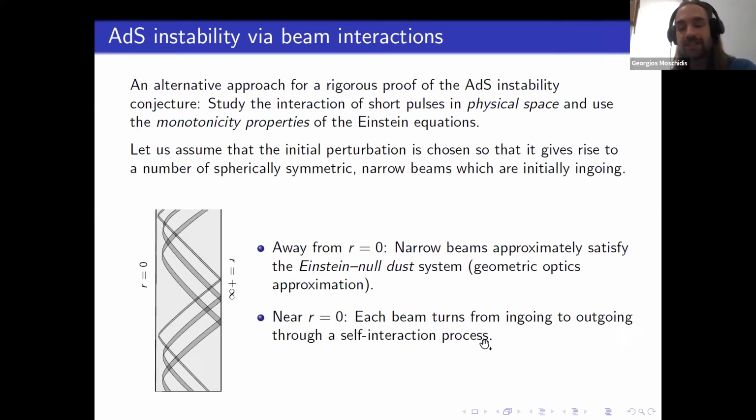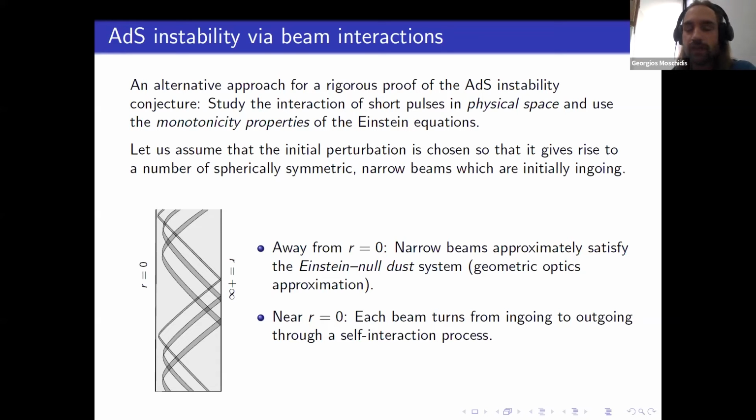Okay, so as I said before, there is no hope of using the perturbative approach to give a full proof of the conjecture, because at some point, if one wants to prove that a black hole is formed, one has to leave the perturbative regime of AdS. So instead, the way we're going to prove the conjecture in that setting is by studying the interaction of short pulses of matter in physical space.